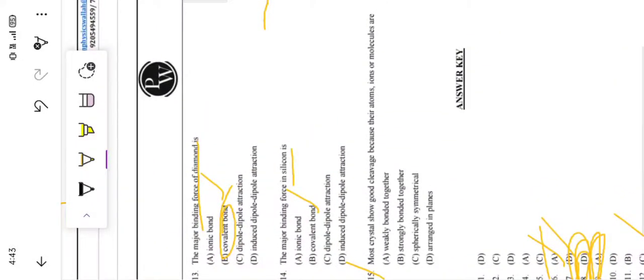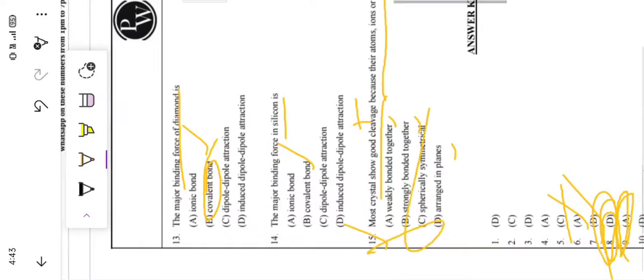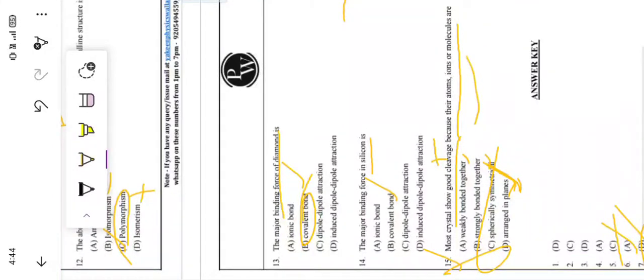Most crystals show good cleavage because their atoms, ions or molecules are... Cleavage means broken. So because their atoms, ions are weakly bonded together? Symmetrical arrangement in planes strongly bonded together. 15D, arranged in planes. I don't know anything about this, so you should learn it: they are arranged in planes, so most crystals show good cleavage because their atoms and molecules are arranged in planes. Okay, this is already 14 minutes gone.